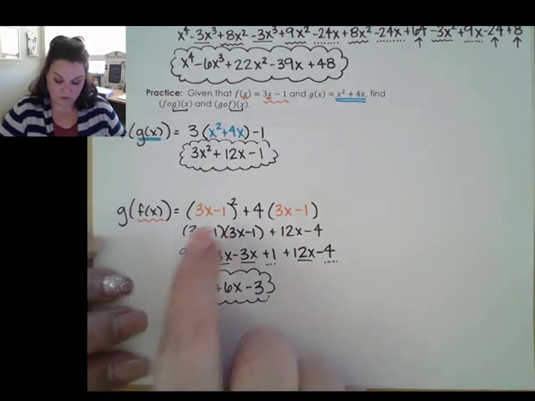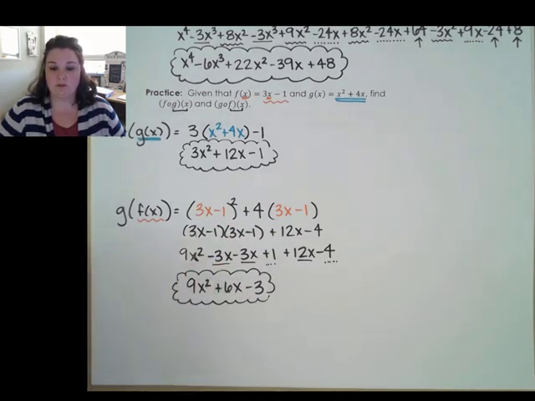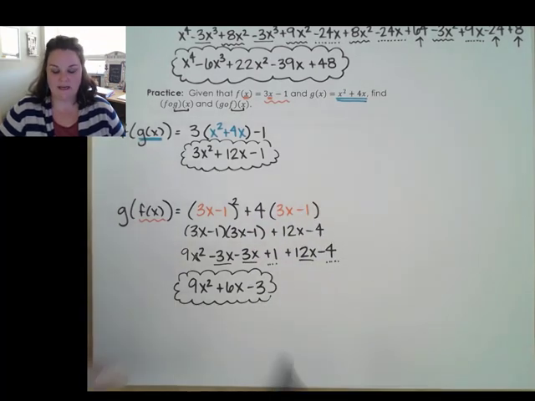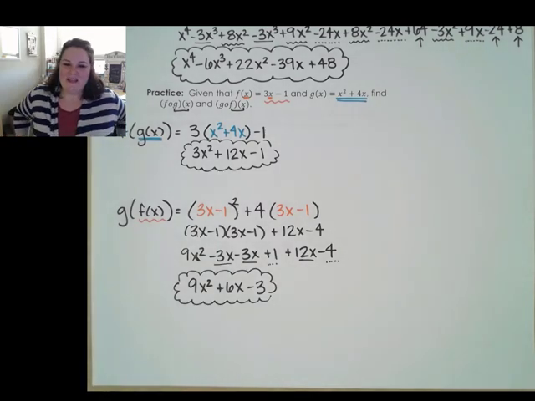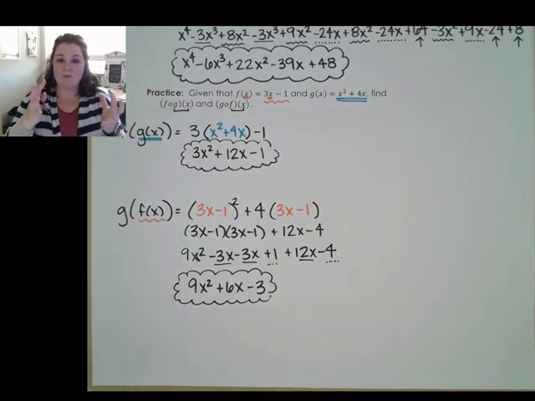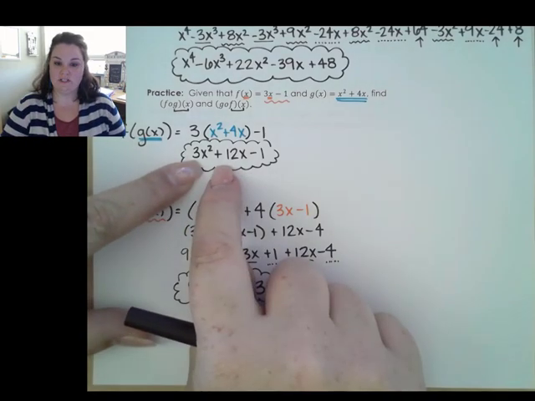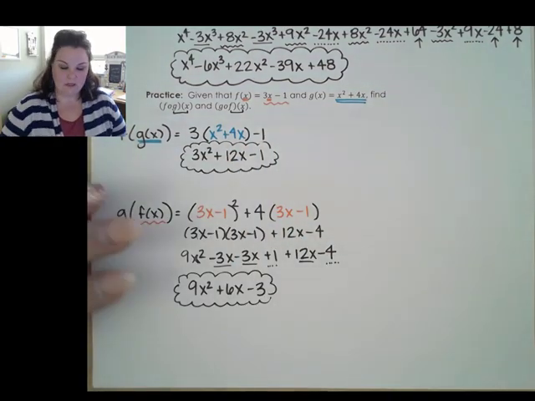Okay, make sure when you square this quantity, you're writing 2 copies of the quantity before you start multiplying it out. Okay, then we distribute our 4 over here. When we collect our like terms, we should end up with 9x squared plus 6x minus 3. Everybody okay so far? Okay, so maybe not too bad to just come up with the composed functions, but now we need to talk about when we come up with these composed functions, how to find the domain of those composed functions. Okay, so we're going to look at that on the next page.